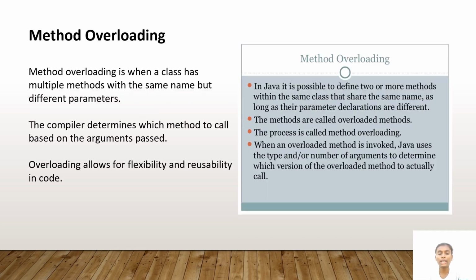Method overloading. In Java, it is possible to define two or more methods within the same class that share the same name, as long as their parameter declarations are different. The process is called method overloading. Method overloading is when a class has multiple methods with the same name but different parameters. The compiler determines which method to call based on the arguments passed. Overloading allows for flexibility and reusability in code.